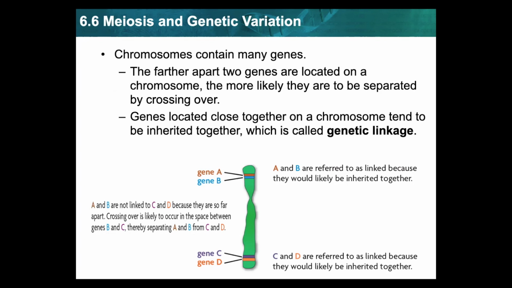So genes that are close together on a chromosome tend to be inherited together. And that's called genetic linkage. So like A and B would usually be inherited together.